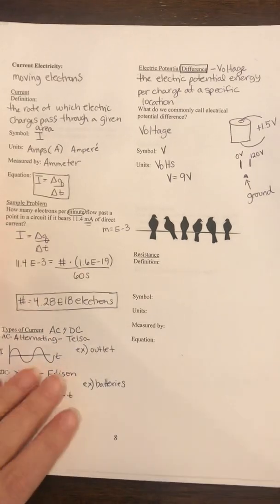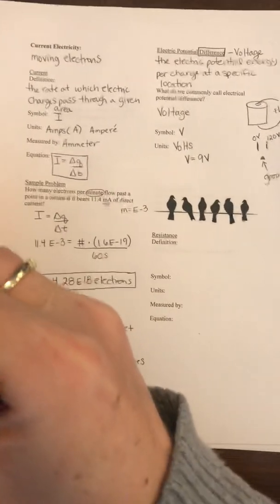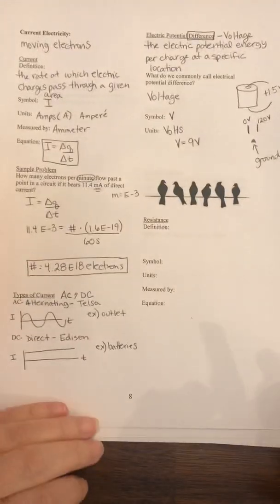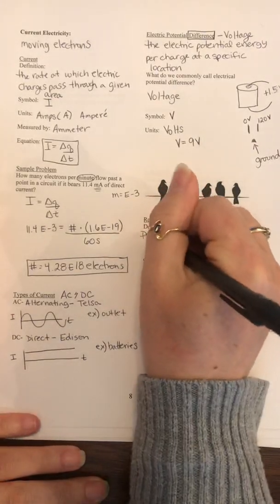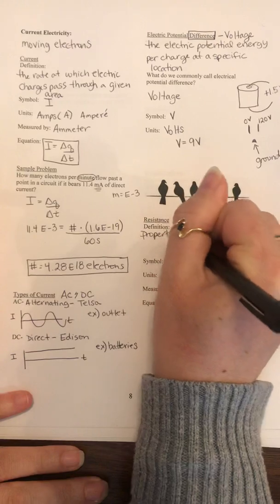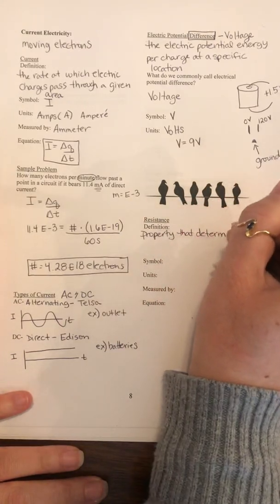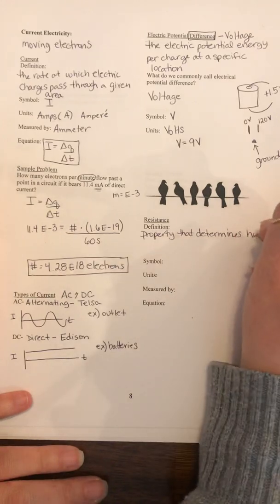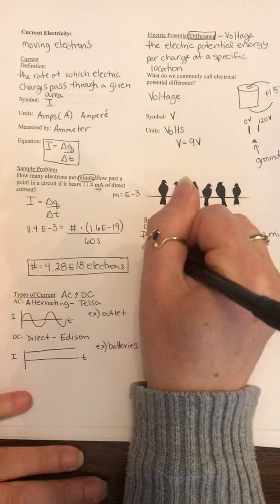All right, last thing for today is we're talking about something called resistance. Ooh, I almost just knocked over my camera. So sorry. Okay. Resistance is a property that determines how much current will flow.